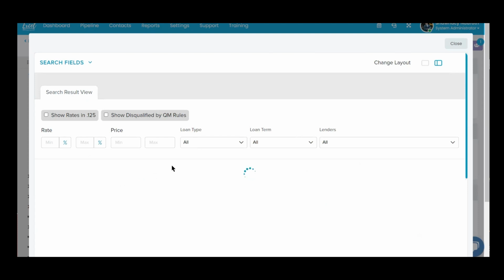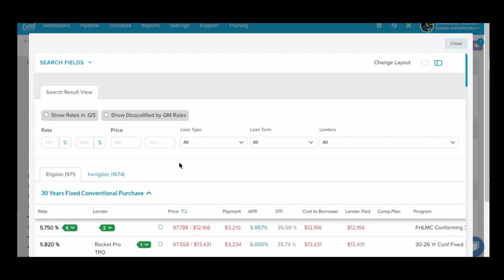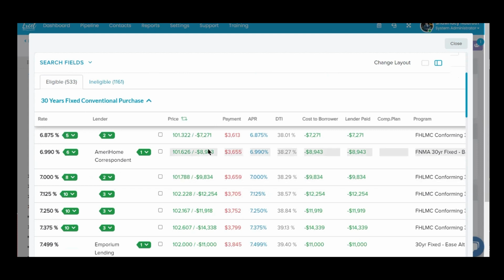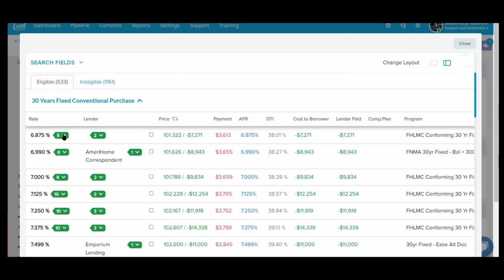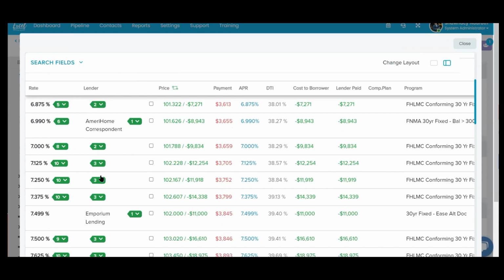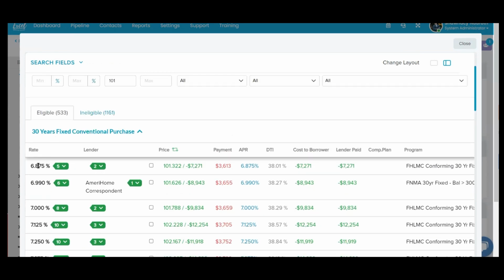Okay, so it's going to take its time to go through, do its thing, and now it's going to bring in results. Again, let's say I had that 101.5 comp plan. I'm just going to put in 101 because I'm not going to limit myself. And I'm going to start looking. Okay, so it's going to bring in the results. And as you see, at each rate, there are a certain amount of lenders. There's 5 lenders here. And of the first lender, there's 2 products there. This at 6.990, there's 6 different lenders that come in. And there's 2 different products for AmeriHome.